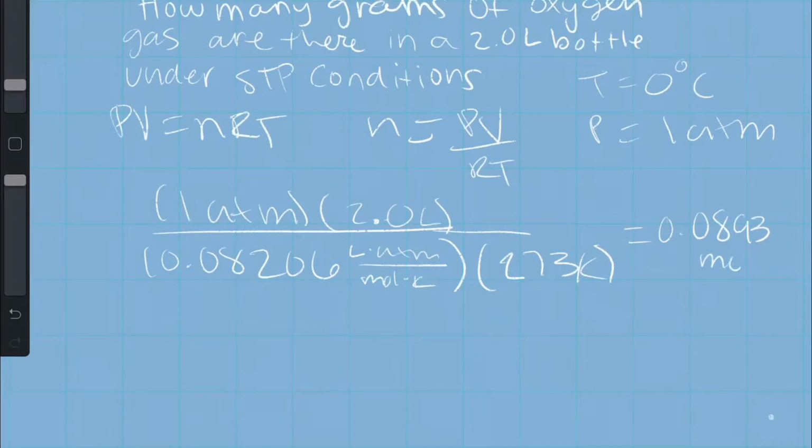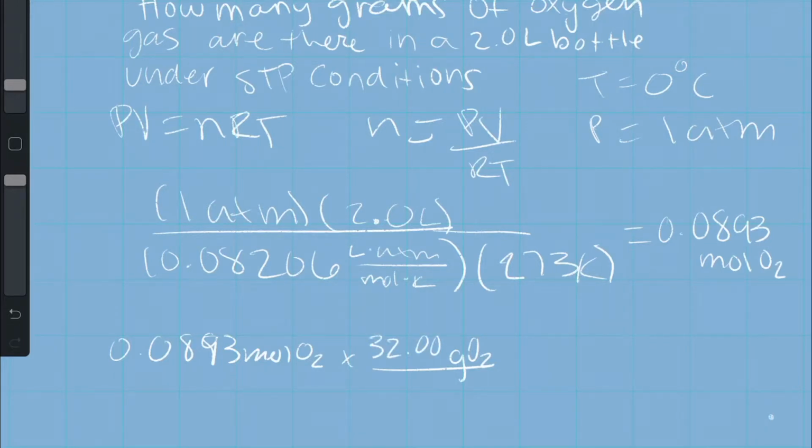Now we're just going to solve for moles, and we get 0.0893 moles of oxygen gas. And now all we have to do is convert that to grams. So we have 0.0893 moles of oxygen. We're going to multiply that by grams of oxygen, and since it's diatomic, it's going to be 16 times 2, which is 32.00 grams of O2 divided by 1 mole. And we get 2.9 grams of oxygen gas.